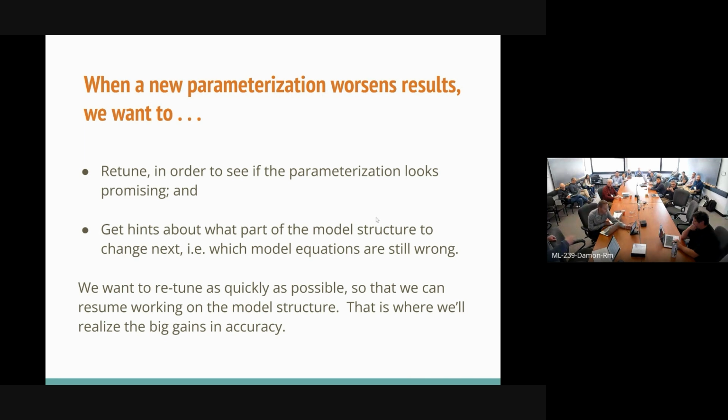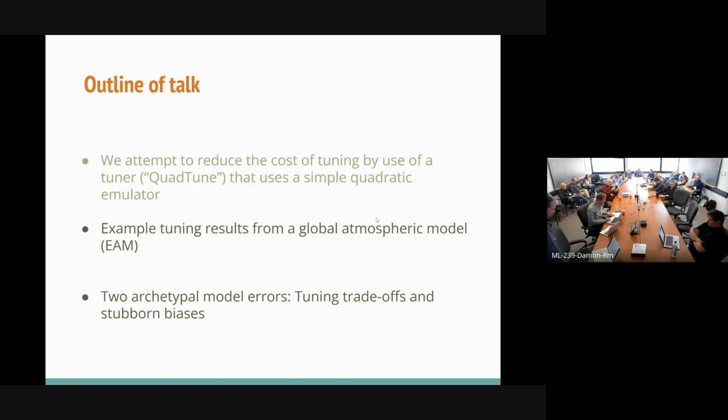The philosophy here is basically that the big gains in model improvement will come from changes in the model structure, in other words, in the functional form of the equations. But the tuning is also necessary, and we just want to get it over with as quickly as possible. So we want a cheap, approximate tuner for this type of problem.